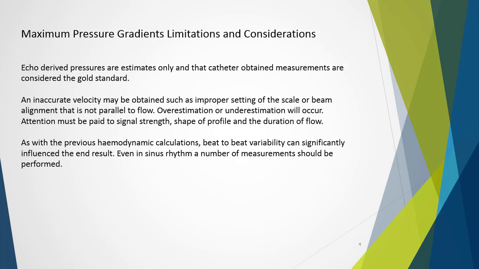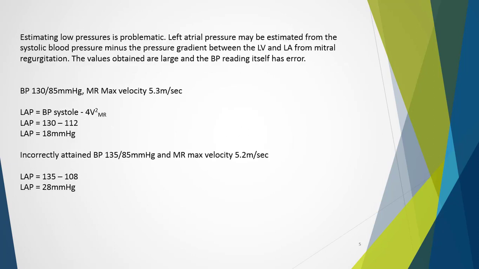Even in sinus rhythm, a number of measurements should be performed, not just a singular one. In the presence of arrhythmias, such as atrial fibrillation, bigeminy, and frequent ectopic beats, an average of up to 8 beats is recommended. There is an increased probability of incorrectly estimating low pressures.